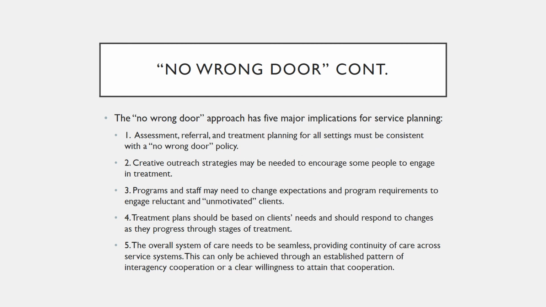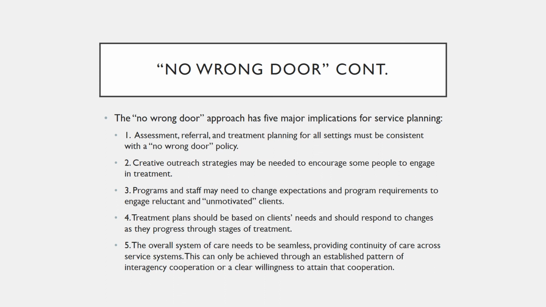So there's 5 major implications for this. These are things that service agencies need to be taking into account. The first is that assessment, referral, and treatment planning for all settings must be consistent with a no wrong door policy. Second is that creative outreach strategies may be needed to encourage some people to engage in treatment. Third is that programs and staff may need to change expectations and program requirements to engage reluctant and unmotivated clients.